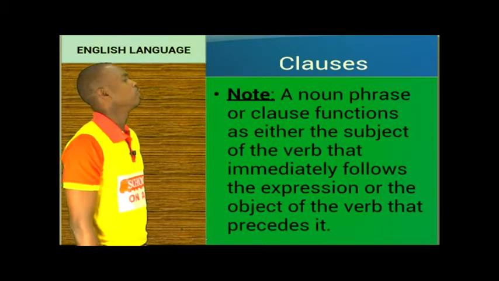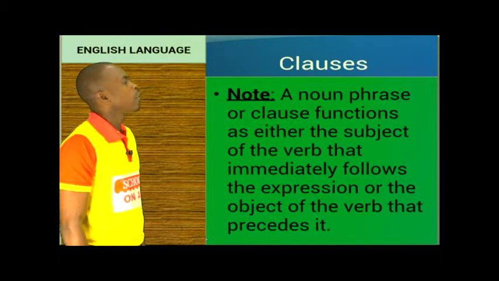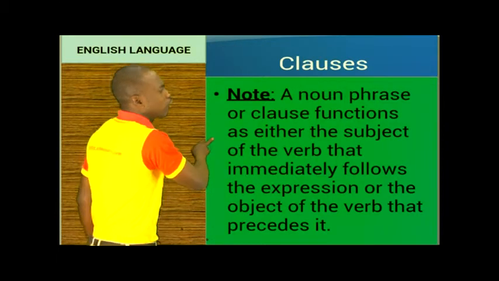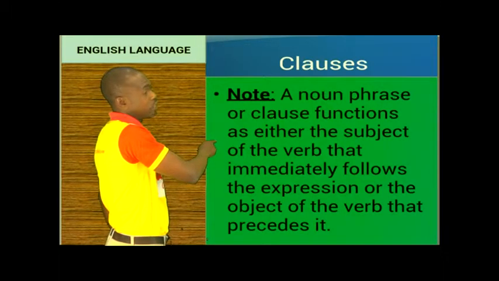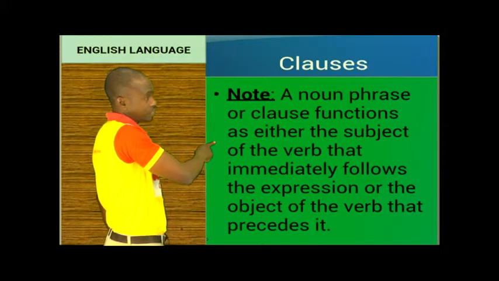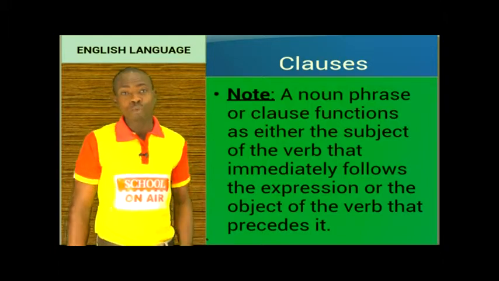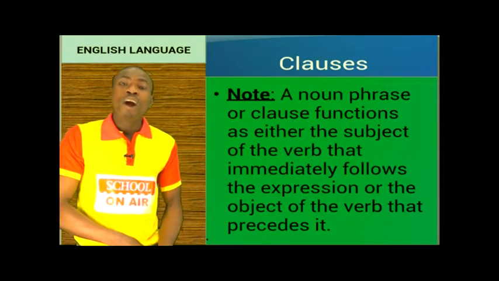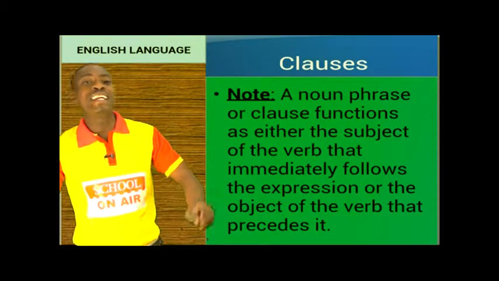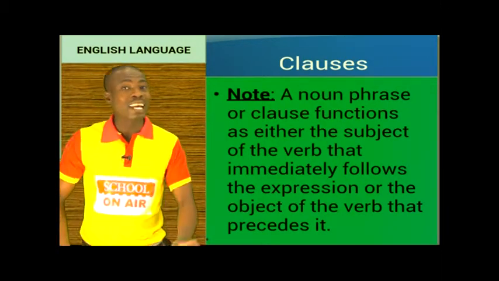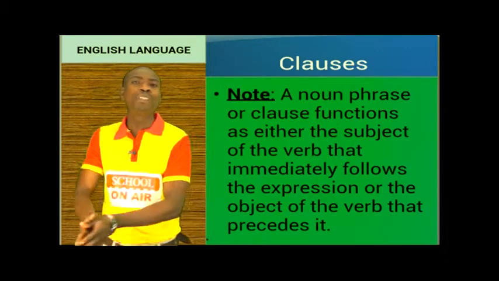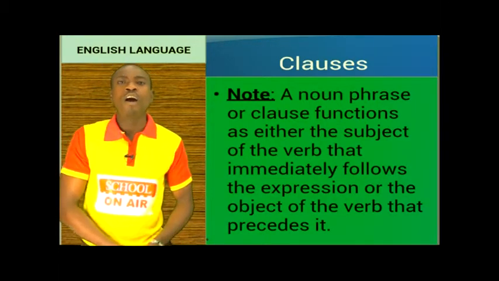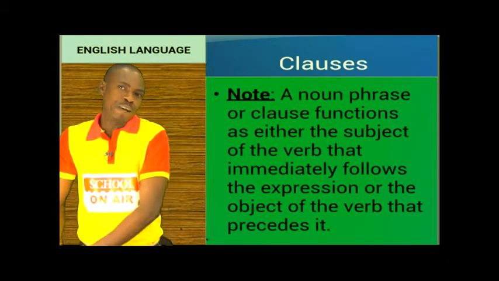About what we are discussing, a noun phrase or clause functions as either the subject of the verb that immediately follows it, or the object of the verb that precedes it. That is what a noun clause will do. Whether a noun clause or a noun phrase, anything that is a noun will not modify or qualify anything. It will only function as a subject, object, apposition or complement of the verb in that sentence.